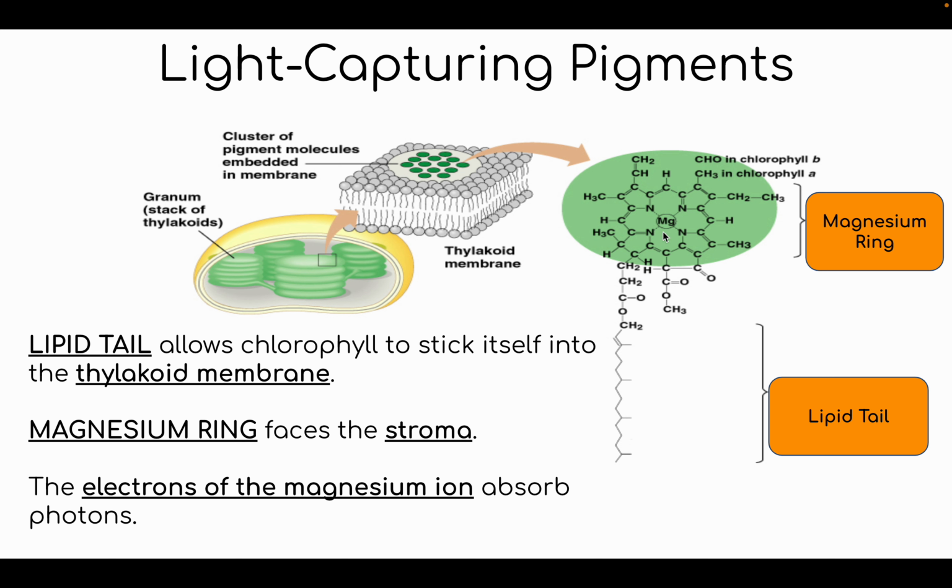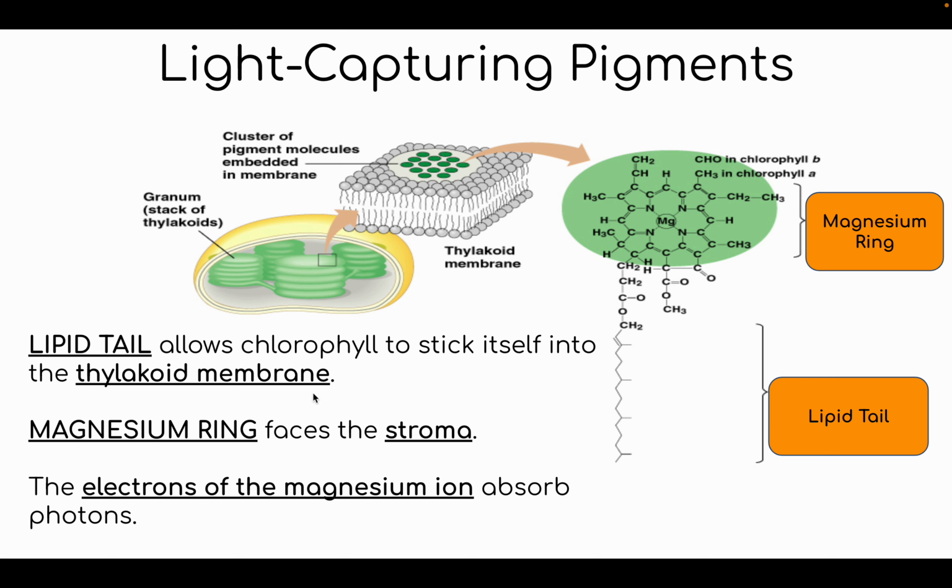And this magnesium ion is responsible for absorbing photons of light, little packages of light, at certain wavelengths. And remember that it prefers to absorb the blue-violet light and the orange-red light of the visible spectrum.